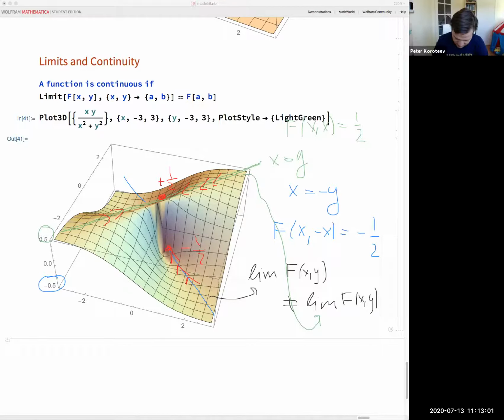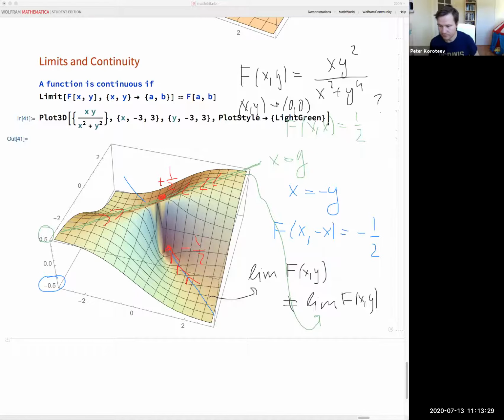With the function f of x, y equal to x y squared over x squared plus y to the 4, the question is, does it have a limit when x and y go to 0, 0? Is there a limit in this case? So the way to find out if the function is continuous: there is no universal recipe. You have to decide on a case-by-case basis.